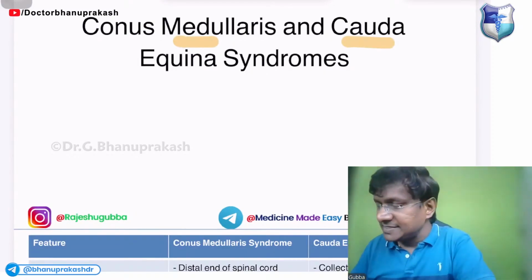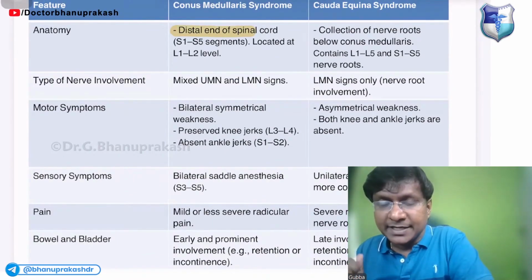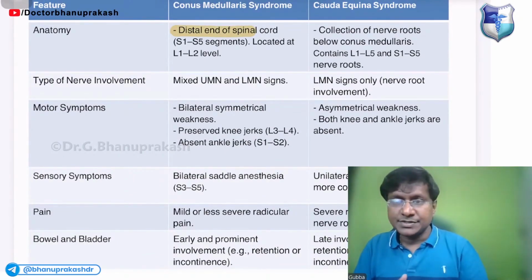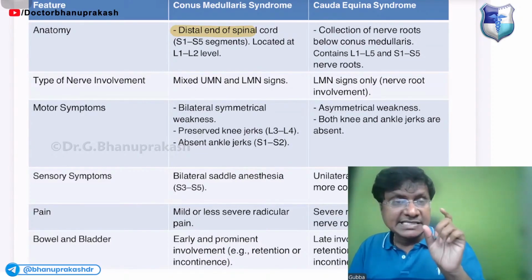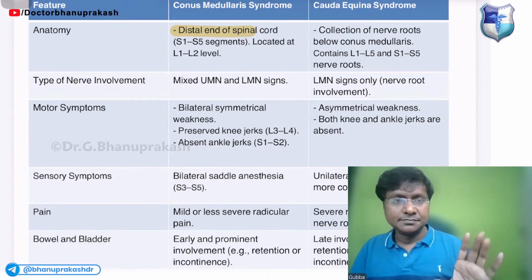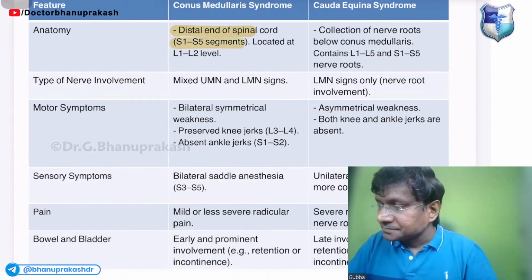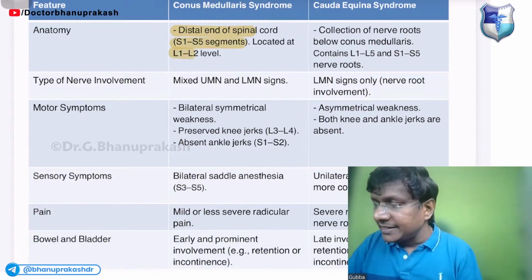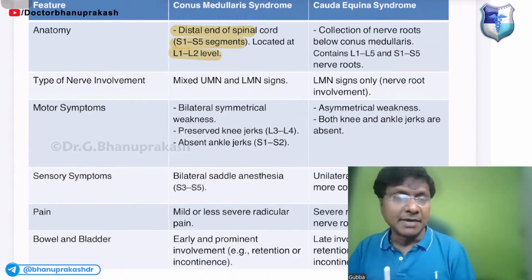What exactly is the basic anatomy of this? The conus medullaris is the distal end of the spinal cord. And what does this conus medullaris constitute? It is the sacral spinal cord, that is S1 to S5, and that is located at L1 to L2. It is actually sacral, but it is located at the lumbar level.